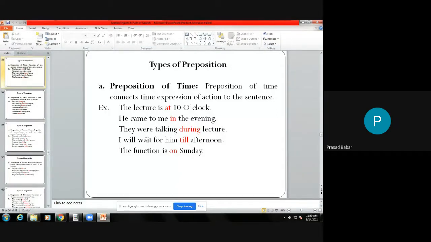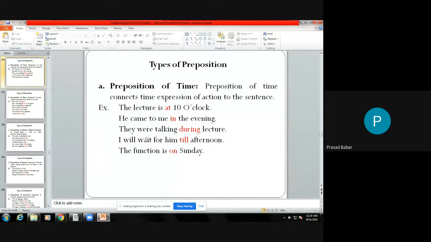Then the next is I will wait for him till afternoon. So till here works as a preposition of time, because after till there comes the afternoon, which is a time indicator word. I will wait for him till afternoon. So till here works as a preposition of time.